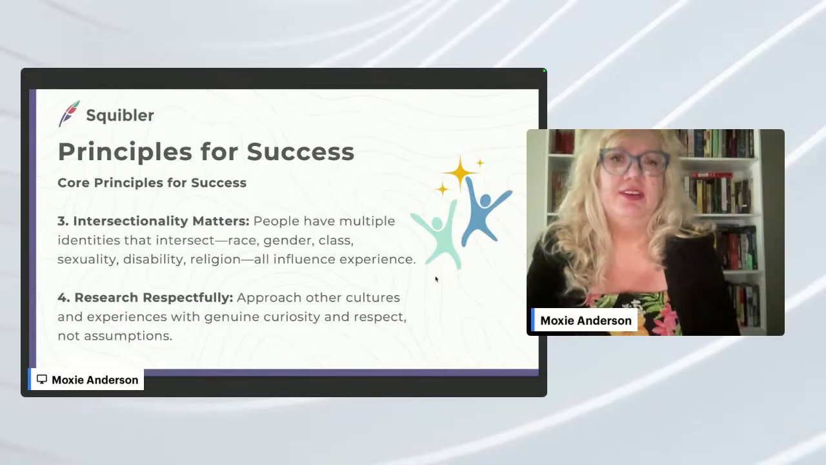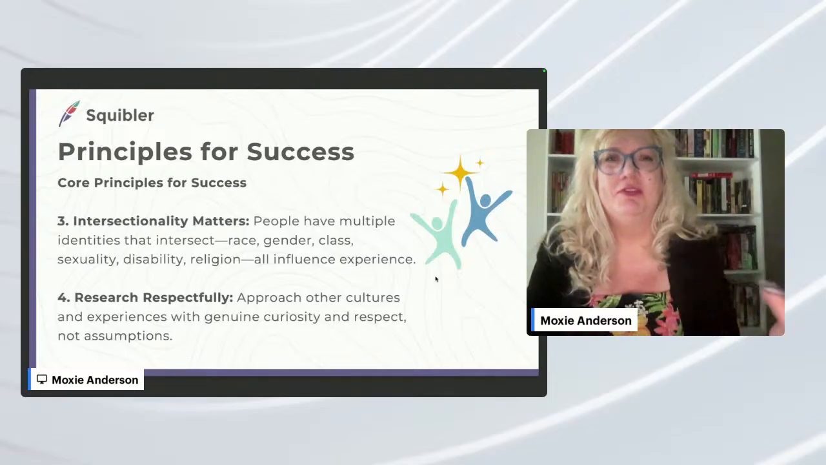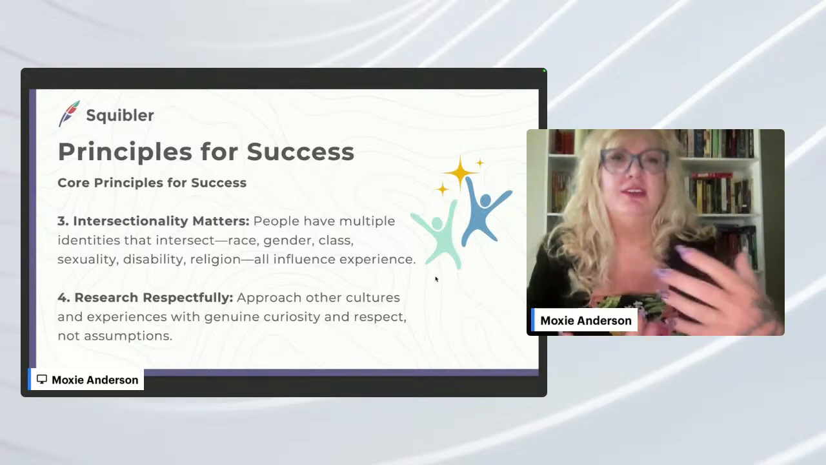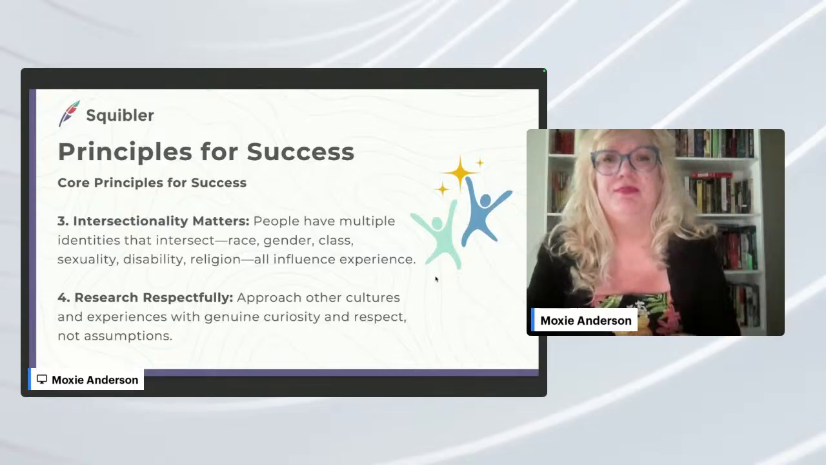Intersectionality also matters. People have multiple identities that intersect. You're not just a product of your race or your gender or your class. You're a mix of these things. So think about those connections between race and gender, class, sexuality, disability, religion. All of these are going to influence your characters' behavior, their dialogue, and so forth.